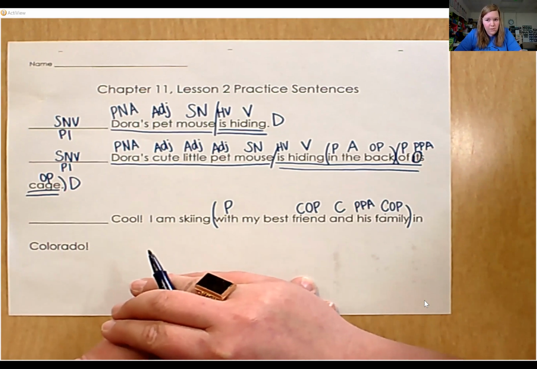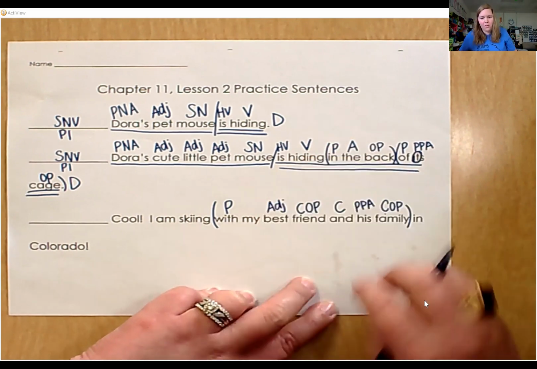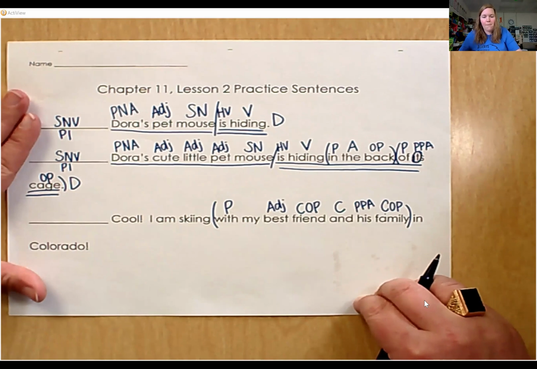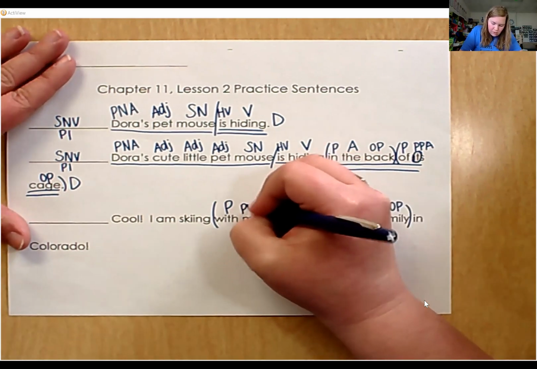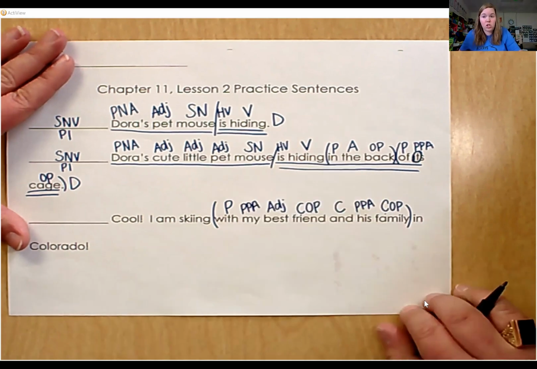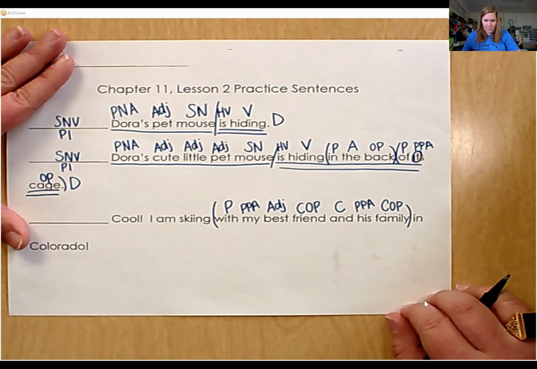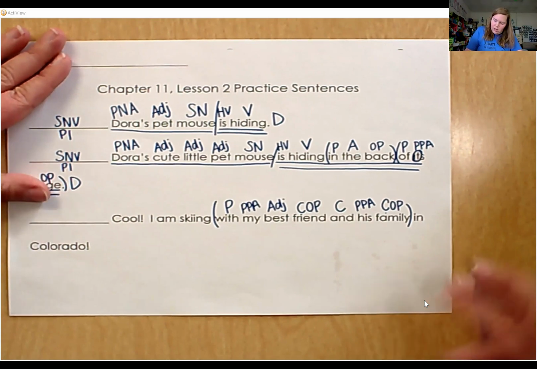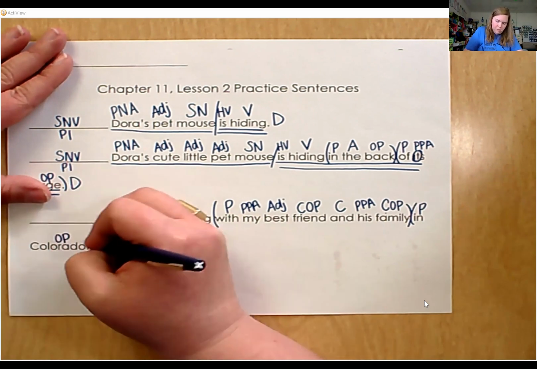What kind of friend? Best, adjective. Whose best friend? My, possessive pronoun adjective. When we answer the question whose, that's possession. Okay. In is another preposition. Colorado, object of the preposition.